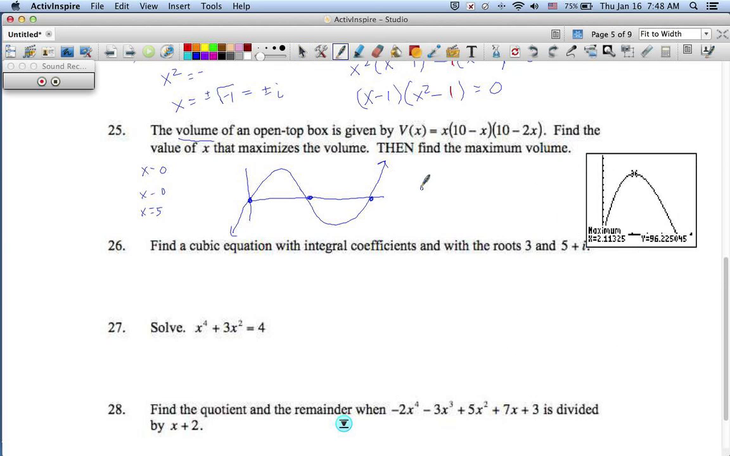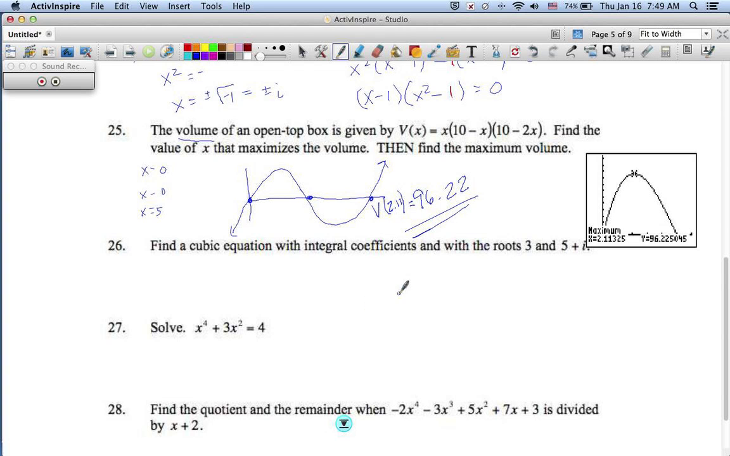Okay, so 96, let's write that down here, 96.22. They're asking for the value of x also, so v of 2.11 equals that. So x is 2.11, and the volume is 96.22.